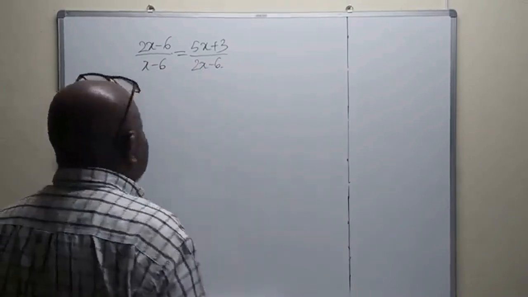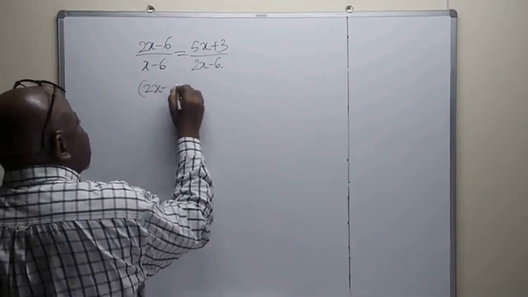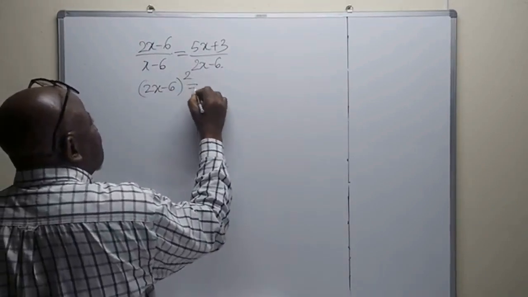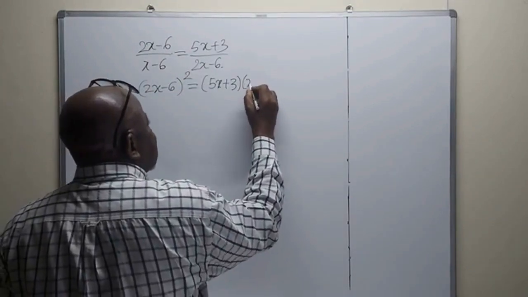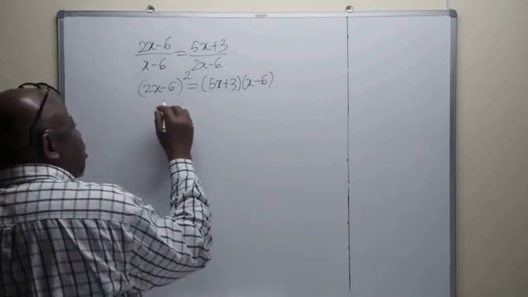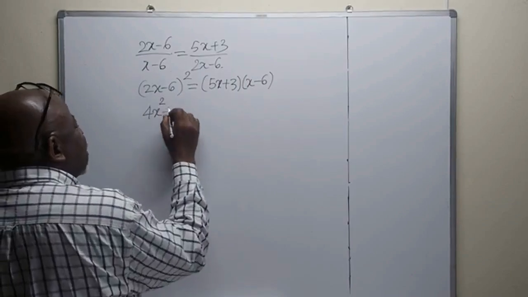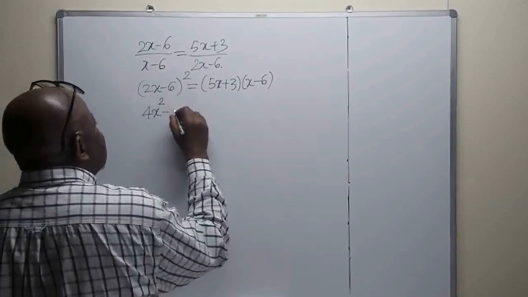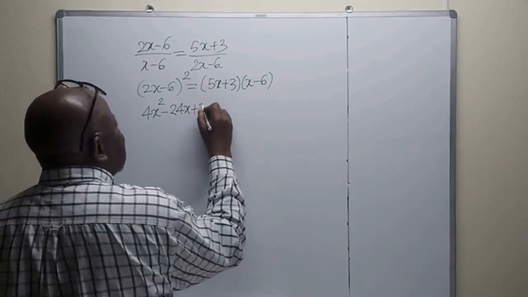We are solving for x here. By cross multiplying, we are getting (2x − 6)² equal to (5x + 3)(x − 6). Expanding (2x − 6)², we get 4x² − 24x + 36.